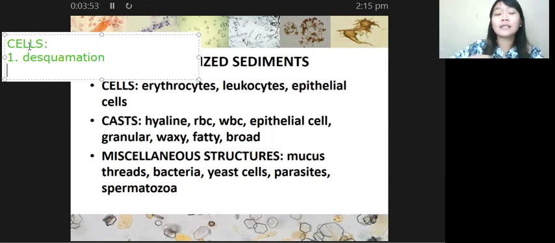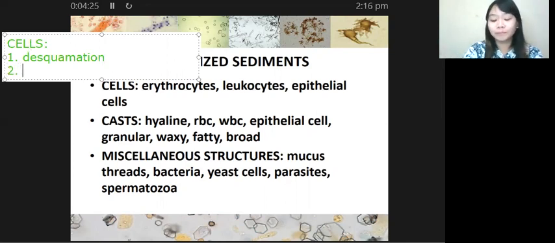So of course, merong normal desquamation or physiologic desquamation na tinatawag natin. Meron din pong pathologic desquamation. So there are certain disorders or diseases which will result to a faster desquamation or exfoliation of your cells, leading to the presence of your epithelial cells in your urine sample.